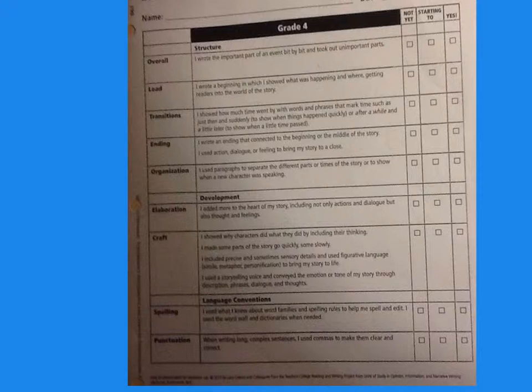So remember, you're going to go through the checklist one part at a time and read through your story for each part, checking to make sure that you are not missing anything and adding things that you need to add. So the first part, you'd be checking overall. You need to check that you wrote the important part of an event bit by bit and took out any unimportant details that you might have. If you've got that down, make sure to check it off.